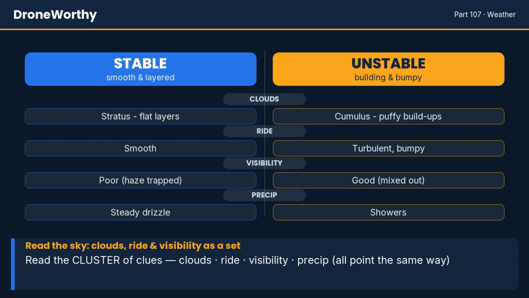Here's the discipline that scores points. Don't grab one word and answer. Read the whole set. If a question hands you stratiform clouds, smooth air, and steady precipitation, every clue is pointing at stable, so the answer is stable air.